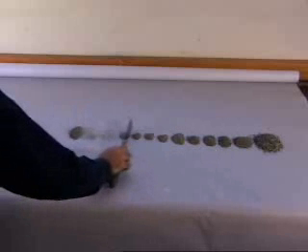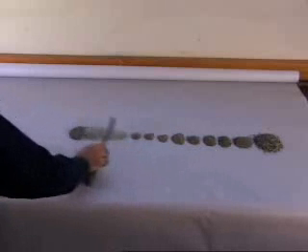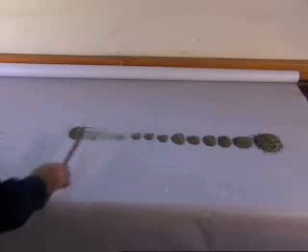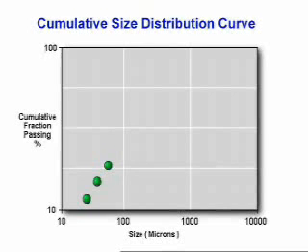Each point is built in the same way. The fraction of particles that pass through each screen is determined and plotted on the graph. We continue building the rest of the graph in the same way until all the material is weighed. The graph is known as a cumulative size distribution curve.